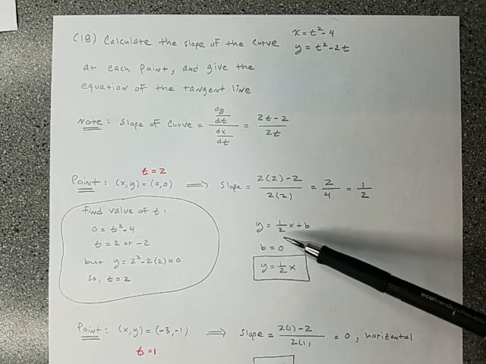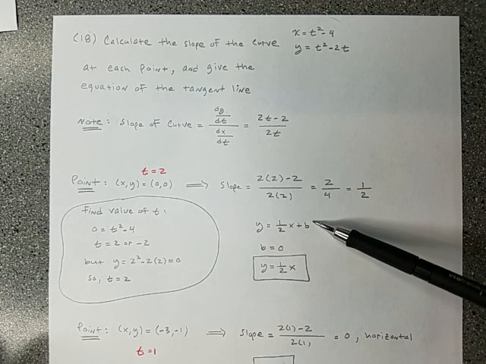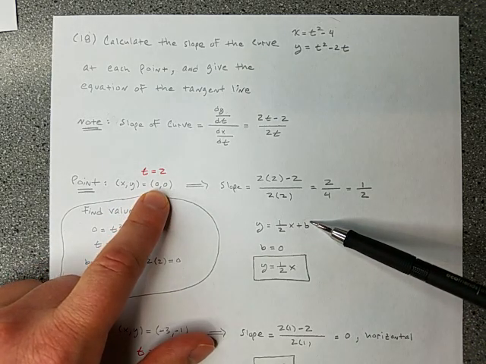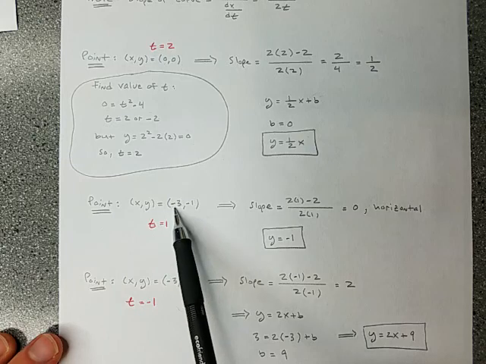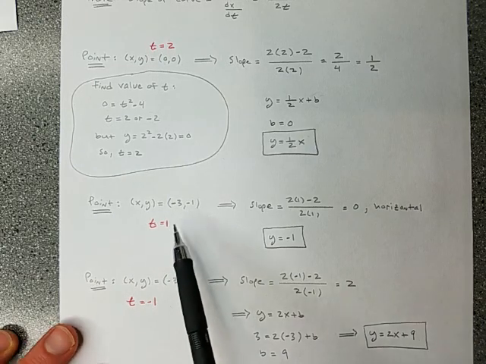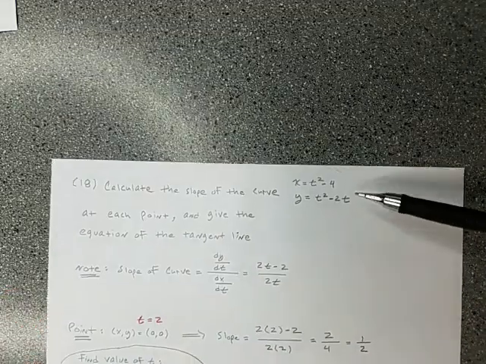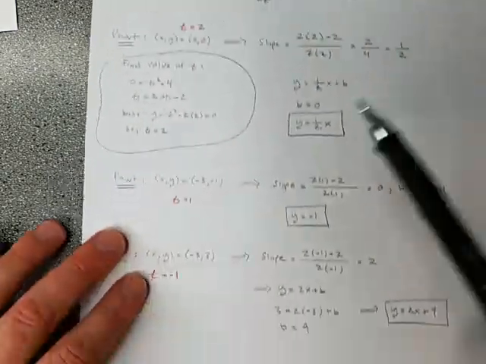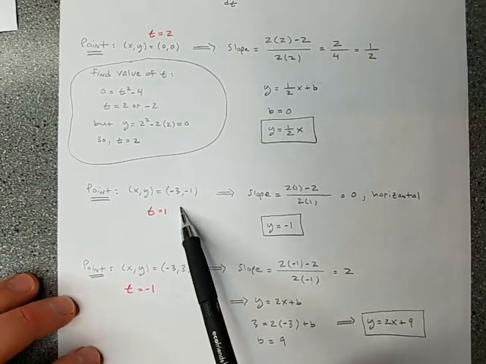And so my partial answer is the equation of the tangent line is y is equal to 1/2 x plus b. B's the y-intercept. But the origin is on that line. So that means b is equal to 0. Okay, for this one, x and y is negative 3 and negative 1. Now, just like up here, we can take the x's and y's, all right, and solve for the value of t that will obtain them, and that's 1 in this case, all right?